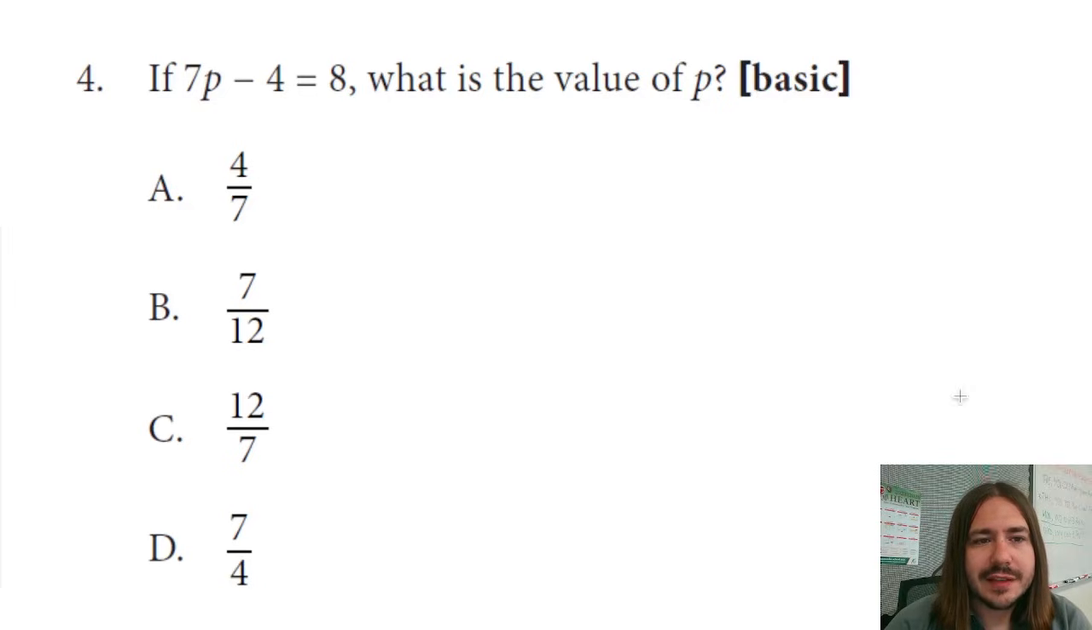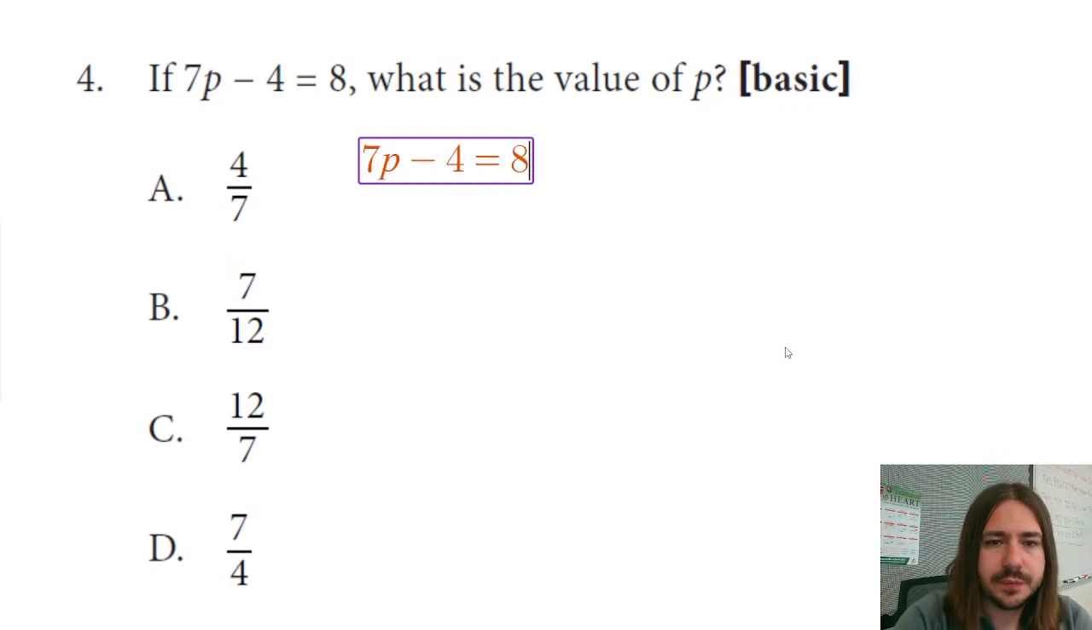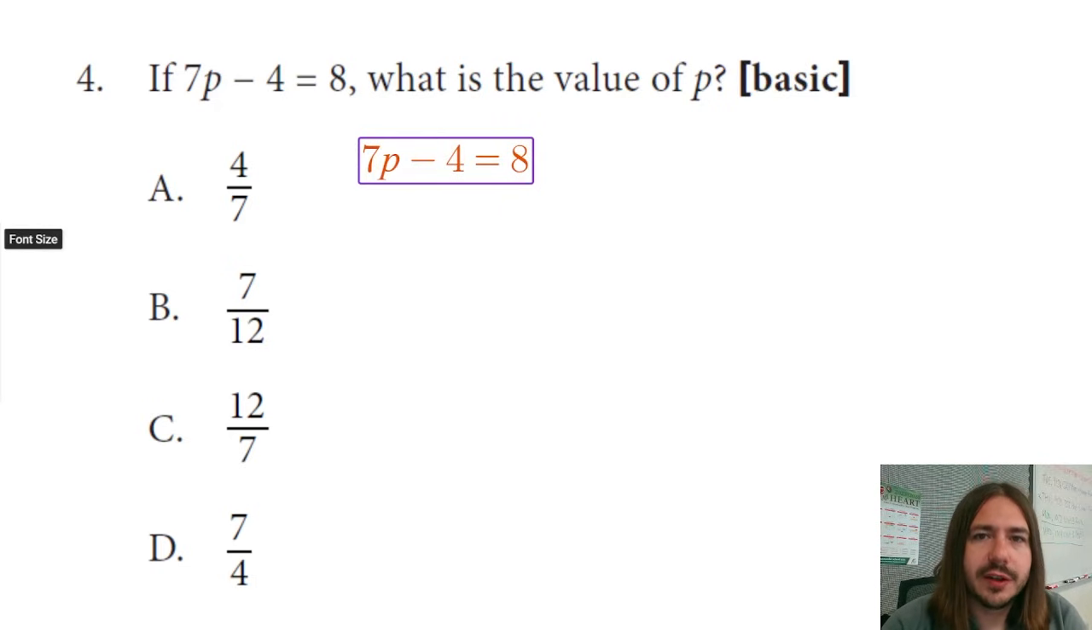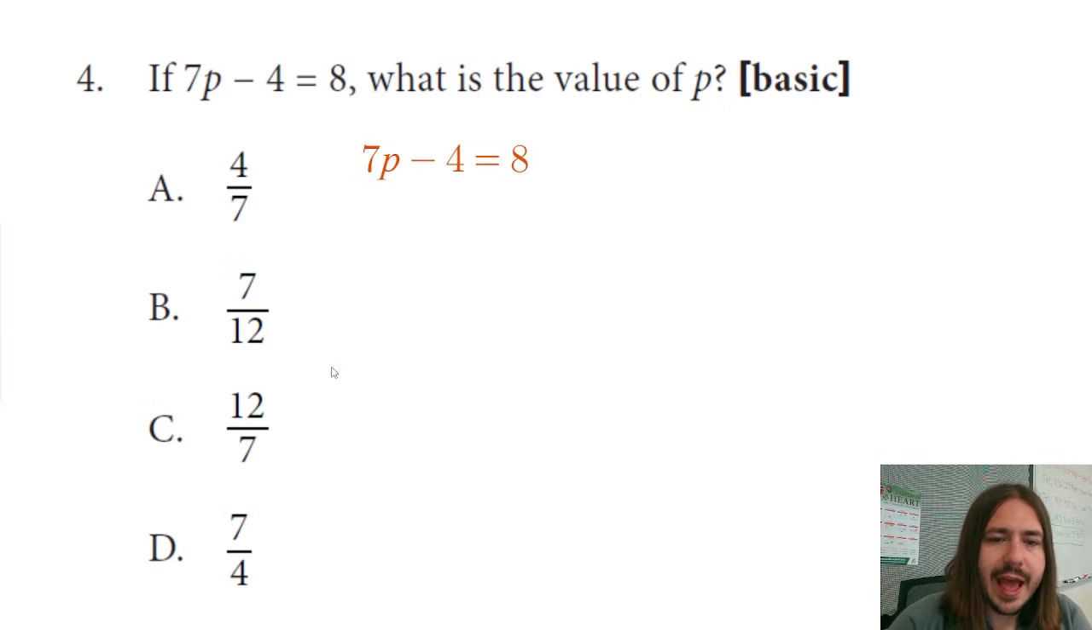Number 4 says, if 7p minus 4 equals 8, then what is the value of p? So here we're just solving a linear equation. We have 7p minus 4 equals 8, and there's no distributive property to do here, no like terms to combine. So we're just going to move on to our properties of equality. The first property of equality that we're going to use is the property of addition. We're going to add 4 to both sides to get rid of that -4 on the left-hand side.